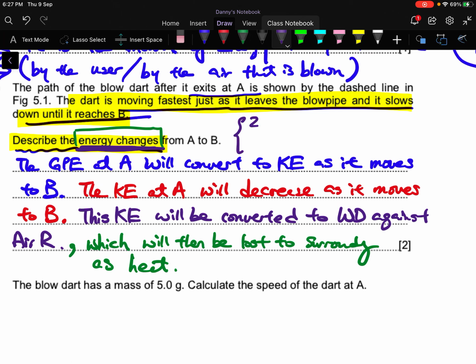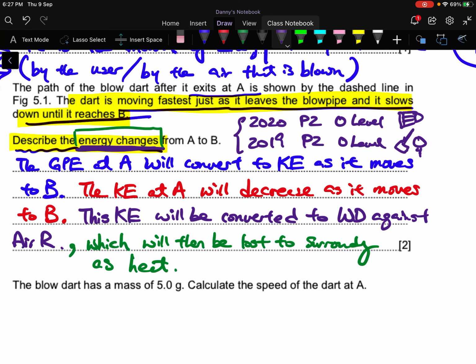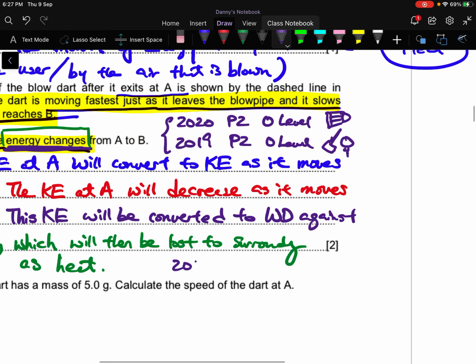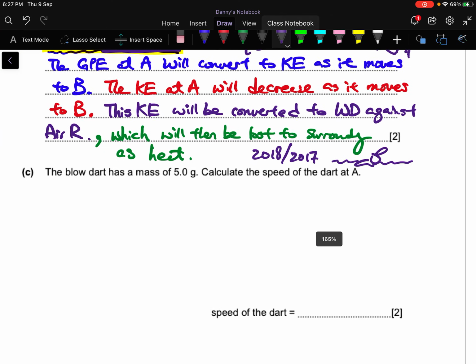So what I suggest you do, if you are still not very clear, you look at the 2020 paper 2, the O level one, versus the 2019 paper 2, O level 1. This one you will see a shuttlecock question with a badminton racket. This one you will see a golf ball with a golf club. You can also take a look at the 2018 or 17 paper. This one you will see a swimmer kicking off from the edge of the swimming pool. You see the different type of energy question and the different type of approach to answer the question, and you will see a very clear difference if you put all the three questions next to one another.